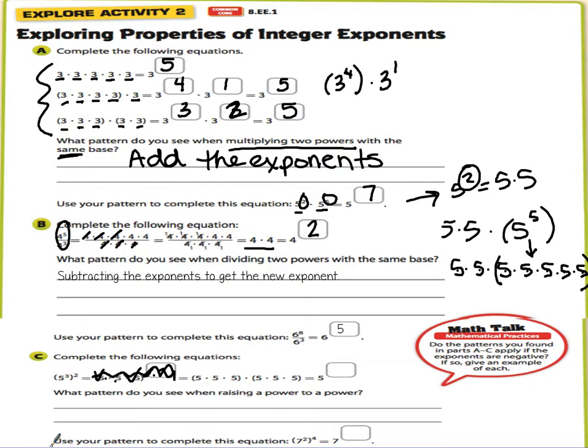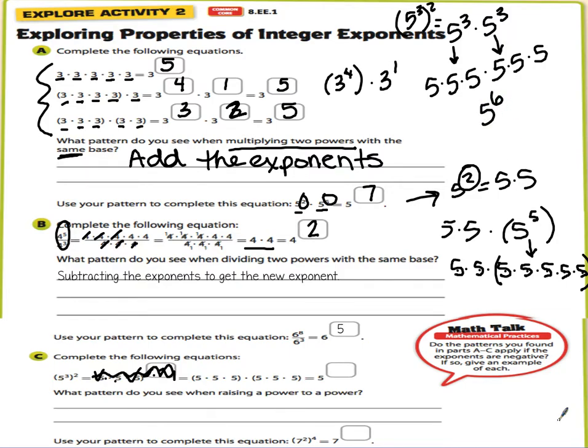Immediately, please. So 5 to the 3rd squared means that I'm doing 5 to the 3rd times 5 to the 3rd. That's what 5 to the 3rd squared means. Now if I break it down more, I'm doing 5 times 5 times 5 times 5 times 5 times 5. And when I do that, it ends up being 5 to the 6th.